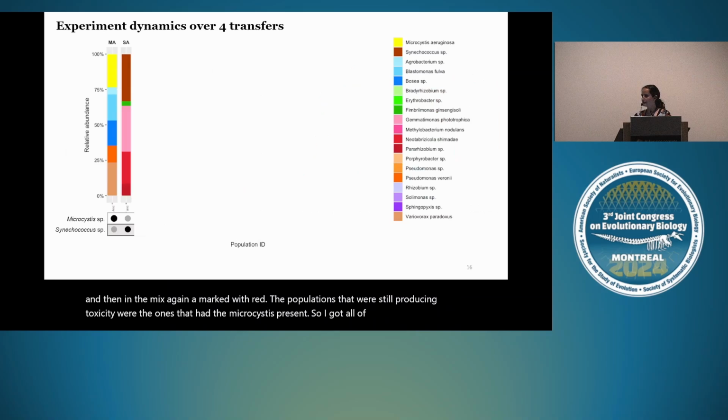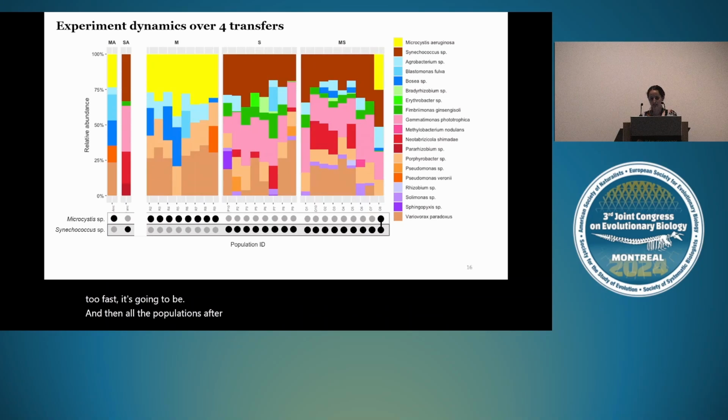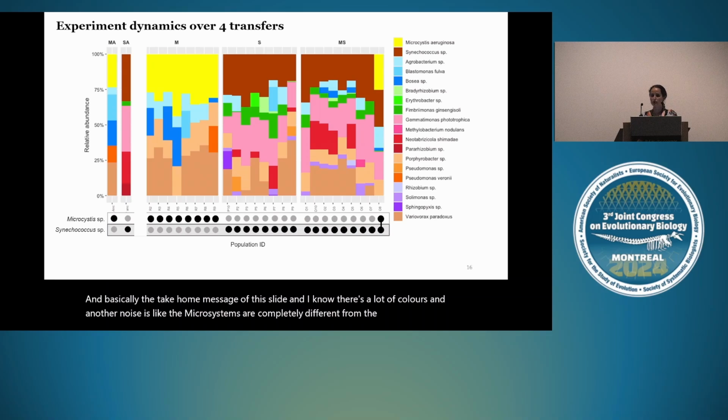So I got all of this, and I did shotgun metagenomics. What you're seeing is basically what I call the Microcystis ancestral in yellow, which is going to be the Microcystis, the Synechococcus ancestral in brown, that went too fast, which is going to be the Synechococcus, and then all the populations after 4 transfers. And basically, the take-home message of this slide, and I know there's a lot of colors and a lot of noise, is that the Microcystis are completely different from the Synechococcus, and the mixed one looks super similar to the Synechococcus. So these two are not significantly different, except for population 8, which is the one in the corner with some yellow, that actually maintained the Microcystis, and I'm really interested to know why that population maintained that species.